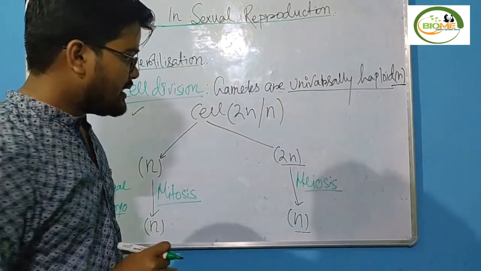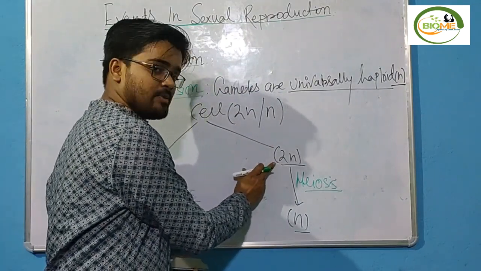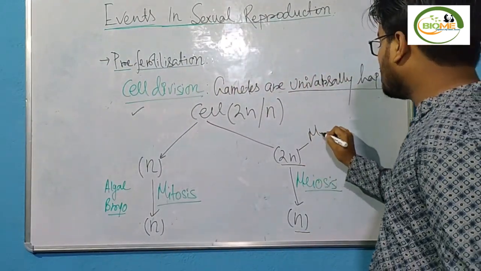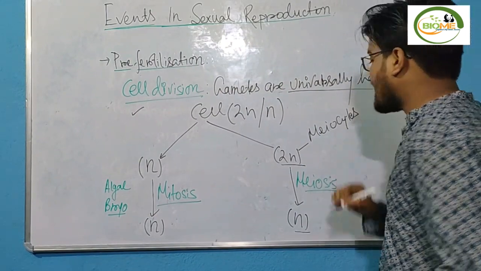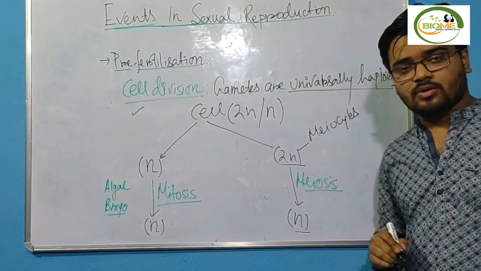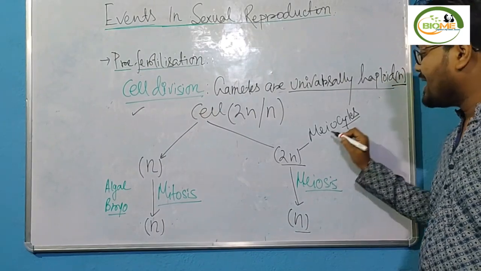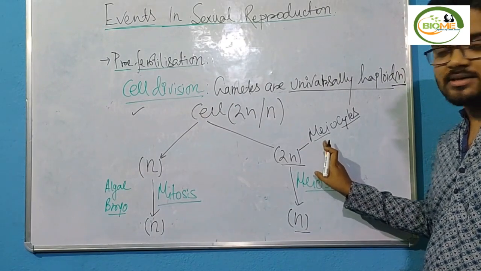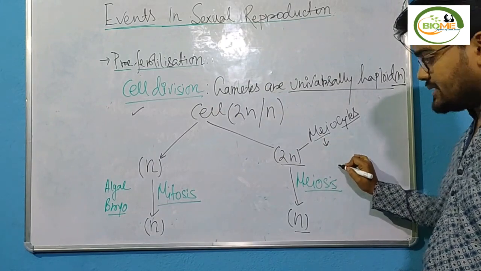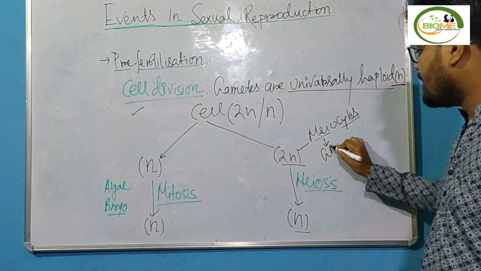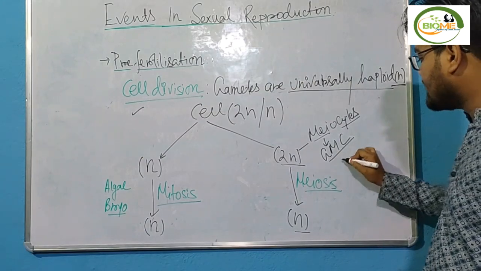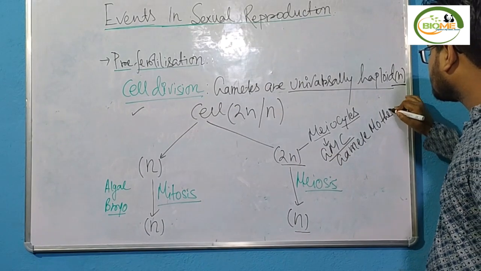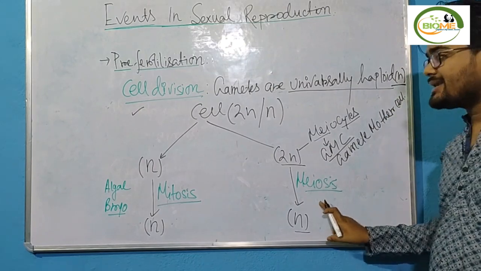And this is definitely a gamete producing cell, and we can call this gamete producing cell a meiocyte, correct? Okay, why? Cyte means we already know it's a cell, and the meio word came from meiosis. That means in this cell there will be meiosis, correct? And this cell we can also call our gamete mother cell, GMC. We can call them gamete mother cell.